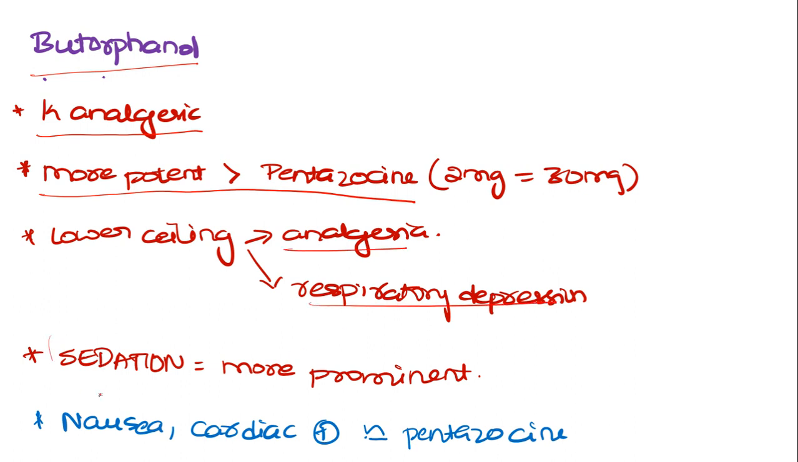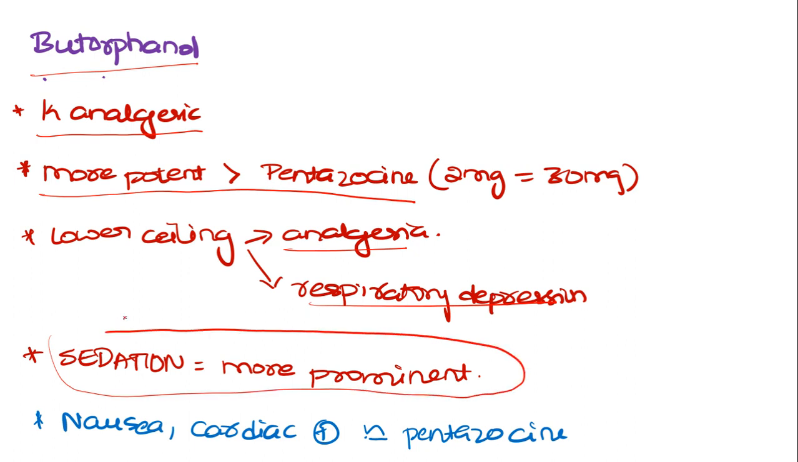And one more thing you should remember is that, unlike pentazocine, with butorphanol the sedative effect is more prominent. The sedation is very prominent. It can also produce nausea and cardiac stimulation, similar to pentazocine. Since it stimulates cardiac activity, butorphanol should also be avoided in patients with cardiac ischemia.